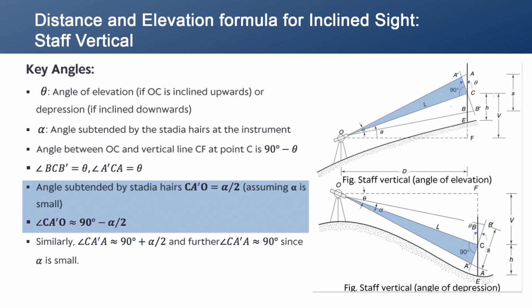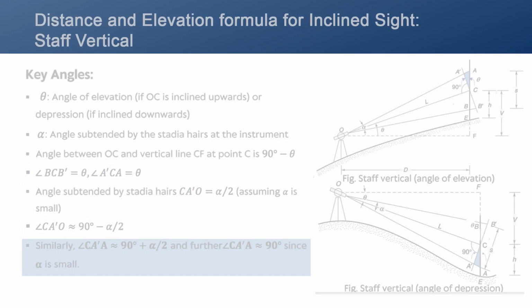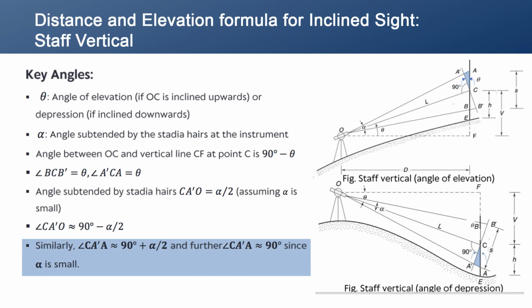Here we assume the angle alpha is very small. The angle CA'O is approximately 90 degrees minus alpha by 2 because angle COA' is also small. Let us simplify the angles. Since angle CA'O is very close to 90 degrees, we approximate angle CA'A as 90 degrees plus alpha by 2. Since alpha is small, we can further simplify it by saying angle CA'A is 90 degrees itself.